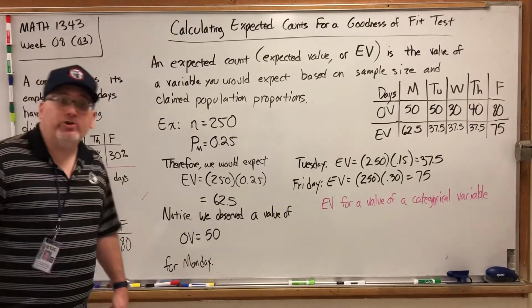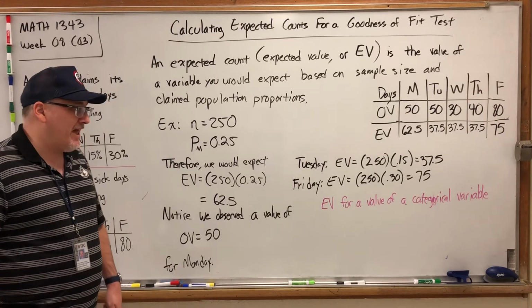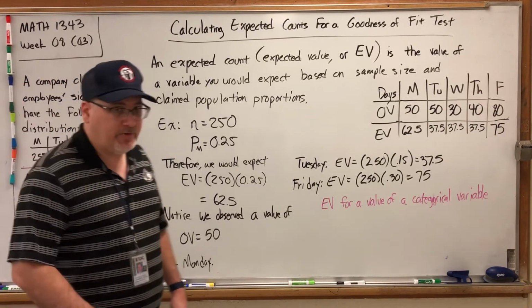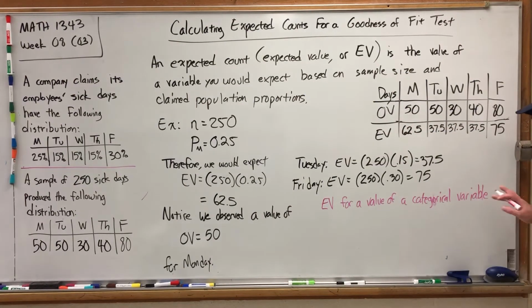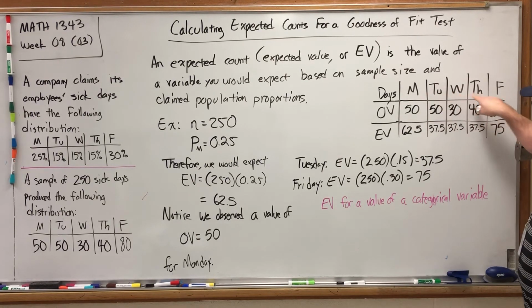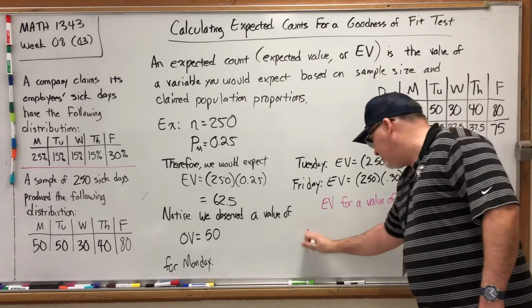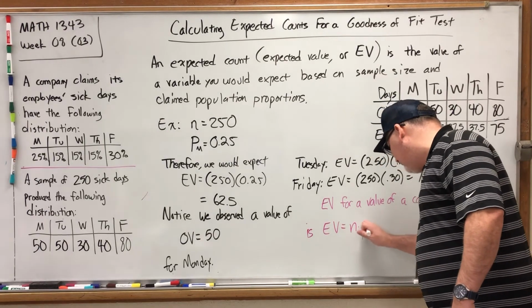What day was it used? Monday, Tuesday, Wednesday, Thursday, Friday. And typically when we have a categorical variable, we measure it with a percent. But the expected value for a value of a categorical variable, the expected value for this Monday, for this Tuesday, for Wednesday, Thursday, and Friday, is: expected value equals sample size times proportion.